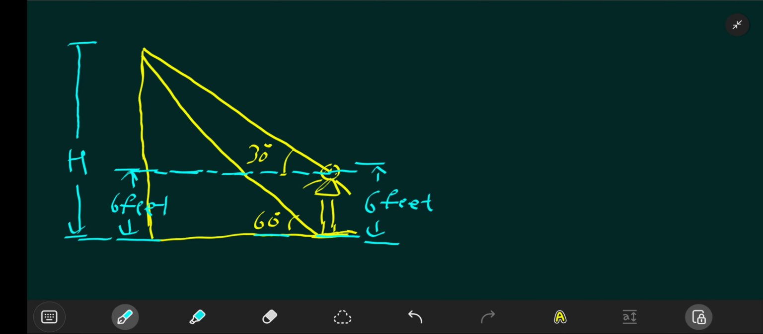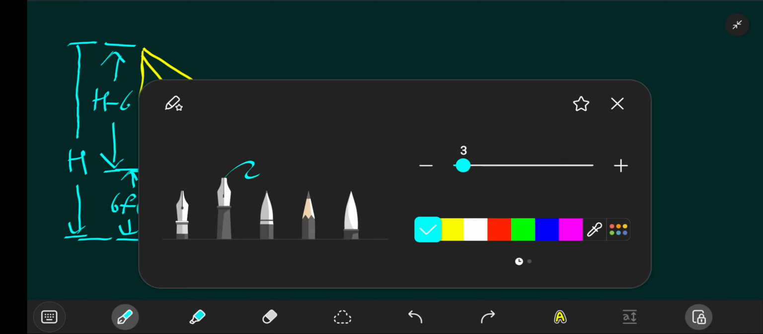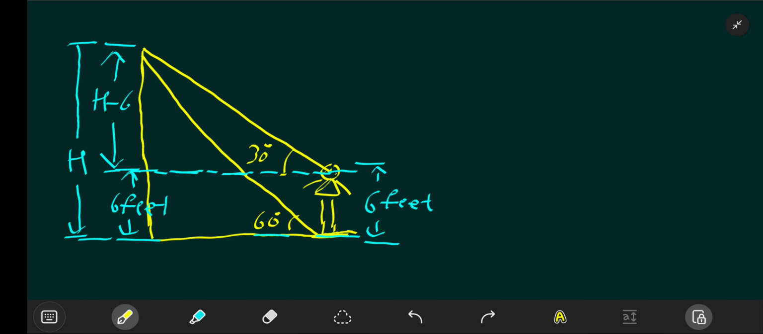If this is 6 feet, then from this horizontal to the top of the pole is h minus 6 feet. Yes or no? The total height is h feet, assumed as h feet. But the man's height we removed from this pole height, so it is h minus 6 feet. Now find the total height of the pole.